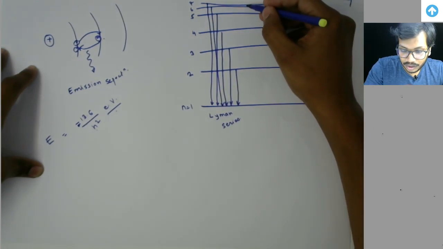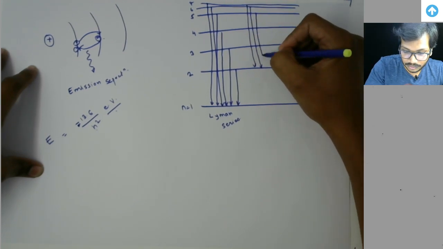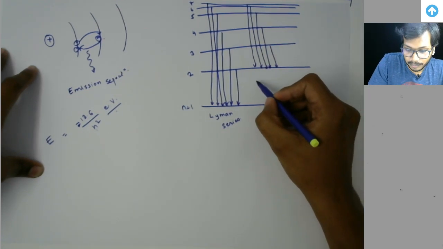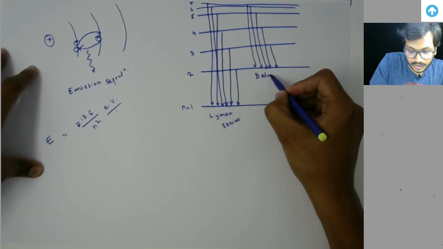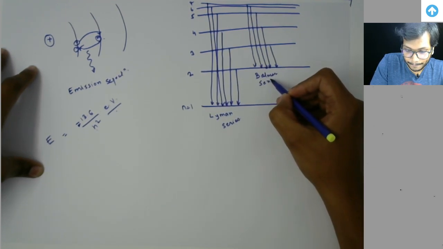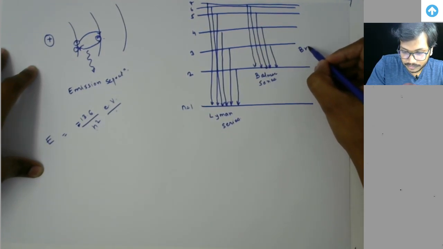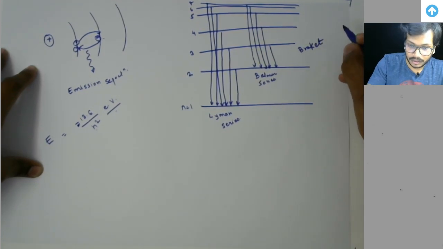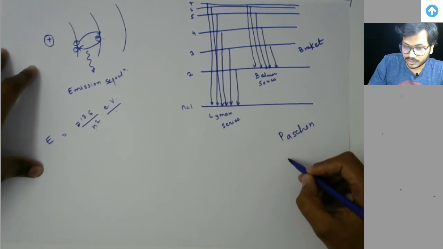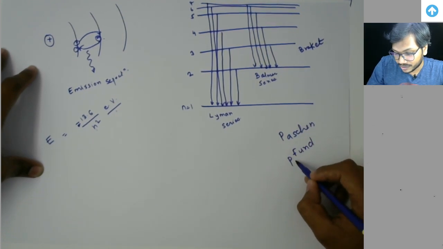Very similarly, all the electron jumps that end up at the 2nd level are called Balmer series. These are named after the scientists that discovered these series. The third one is called Brackett series. The next is Paschen series. And the last one is Pfund. So it's Fund, don't pronounce the P, it's Fund series.